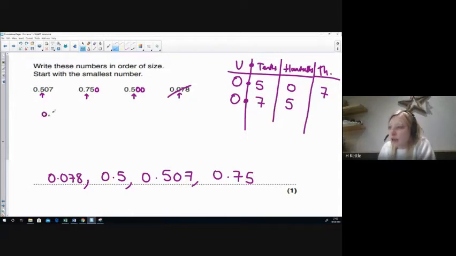So you might find it helpful to write them on top of each other like this. I didn't cross them out as I went along. That might help you to see where the smallest ones are, or to write them in a column like this, or just to put zeros on, or just to compare by column.